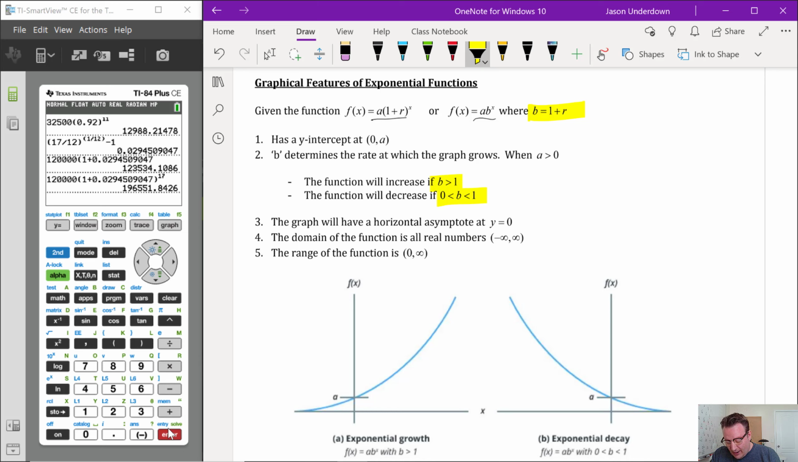Part 3, the graph will have a horizontal asymptote at y equals 0. In the first case, where we have exponential growth, as x approaches negative infinity, the graph will approach the horizontal asymptote. And in the case of exponential decay, as x goes to positive infinity, the graph will approach that horizontal asymptote, the x-axis, or the line y equals 0. Part 4, the domain of all exponential functions is all real numbers. You can put any number into an exponential function. But the range is not all numbers. The range of exponential functions is 0 to infinity.